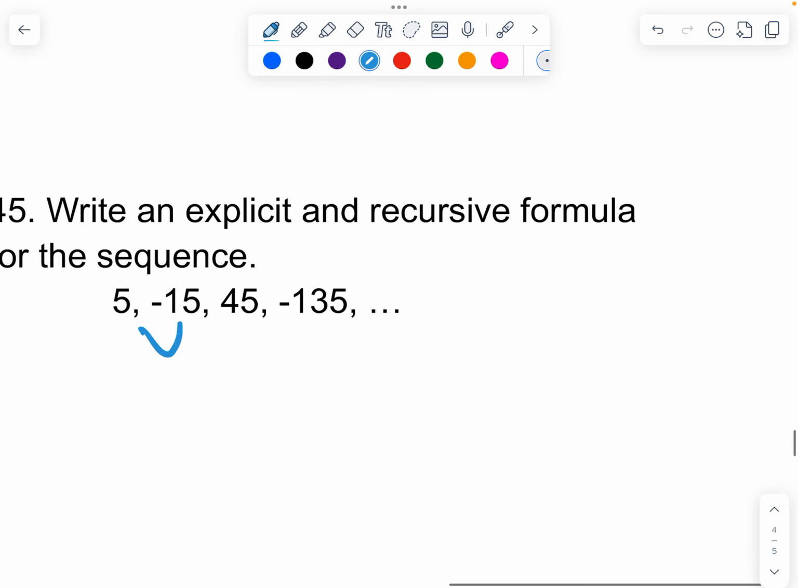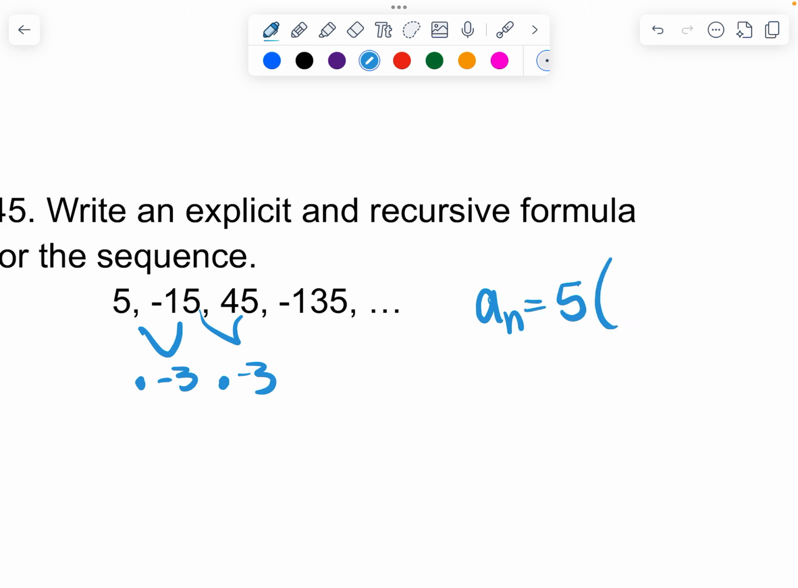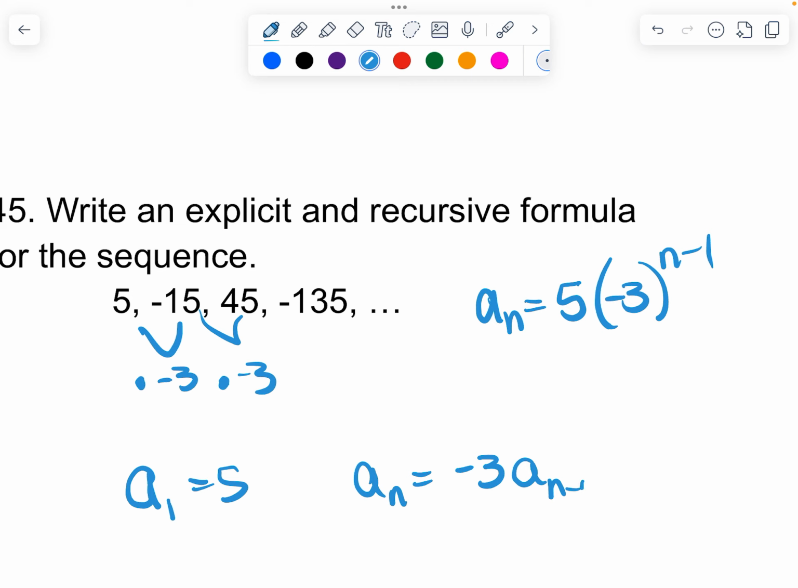This one, it's going up, times it by -3, times it by -3. So a sub n equals a sub 1, which is 5, times -3 to the n minus 1. Or I have a sub 1 equals 5, a sub n equals -3 times a sub n minus 1, and n has to be greater than or equal to 2.